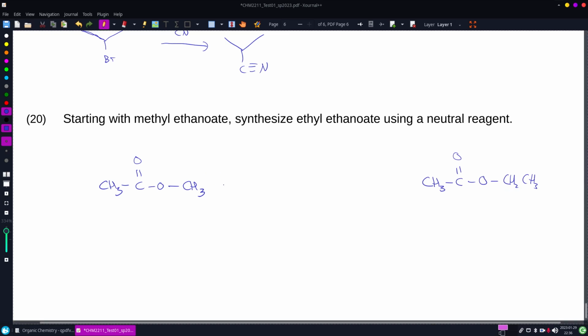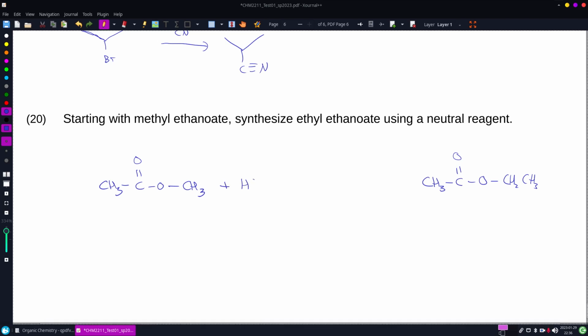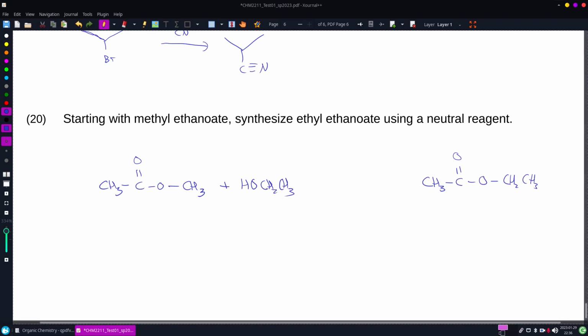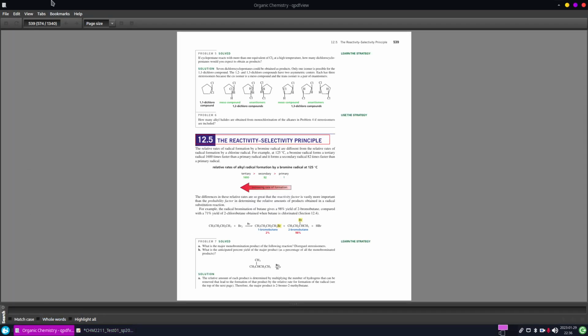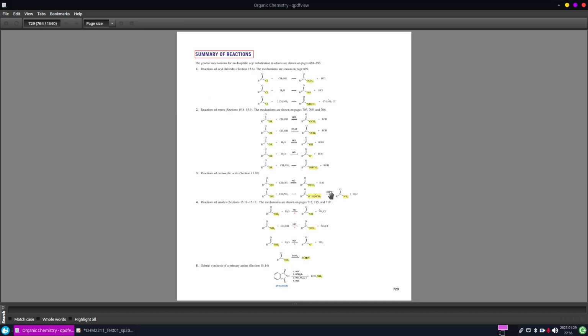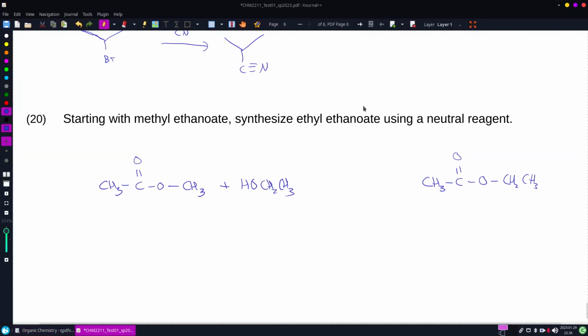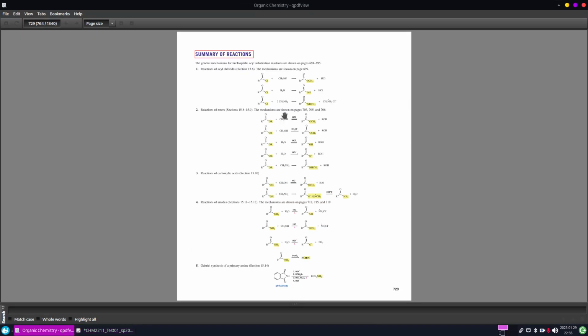And this is just going to be transesterification. This guy's going to replace that. Now that is coming out of our latest chapter here, 15. Transesterification: we react an ester with an OH and we get that replacement. And it did say using a neutral reagent, so we have to have an OH on there.